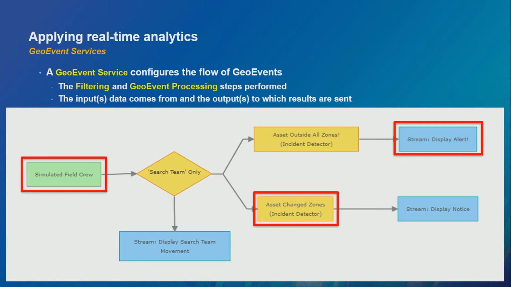In yellow, these yellow rectangles here, we have our processors. This is what allows us to perform analytics in real time, and this is going to be the core of what we're going to discuss moving forward. And then lastly, we have our filters, these yellow diamonds here, and this essentially allows us to evaluate our GeoEvent based on some sort of spatial or attribute-based criteria, and either let that information pass or drop it appropriately.